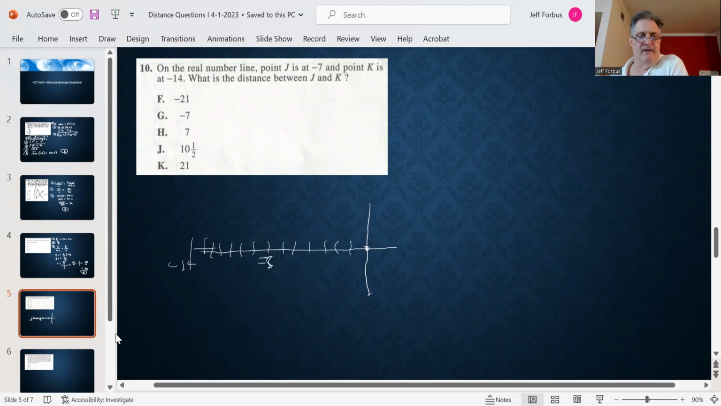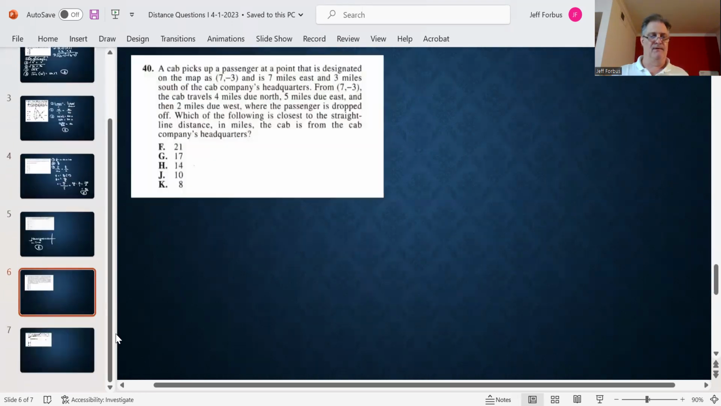Okay, -7, -14. Now, what is the distance between the two? Well, just count the divisions, right? 1, 2, 3, 4, 5, 6, 7. So 7 from here to here. And so our answer choice will be H. Number lines always help. Move on to the next one.